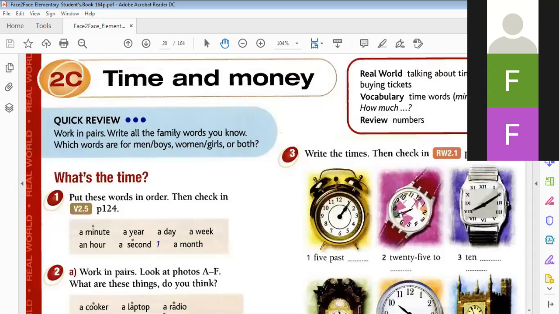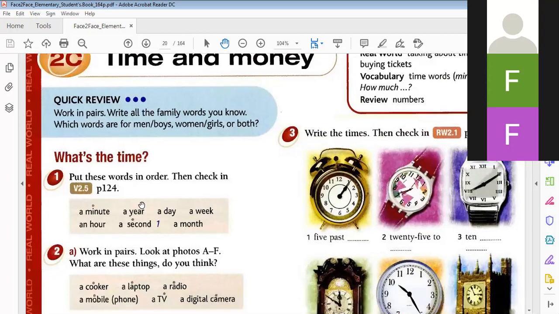We have time and money. These are important topics, especially time. So we will learn how to talk about time here, and we want to put words in the correct order. So here, let's put this in the correct order.